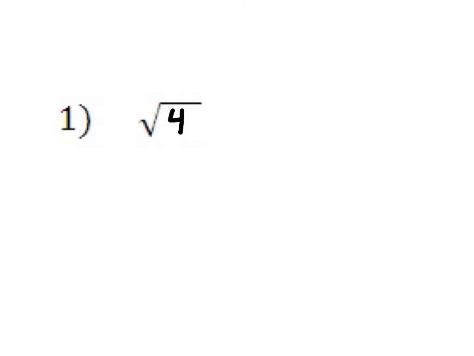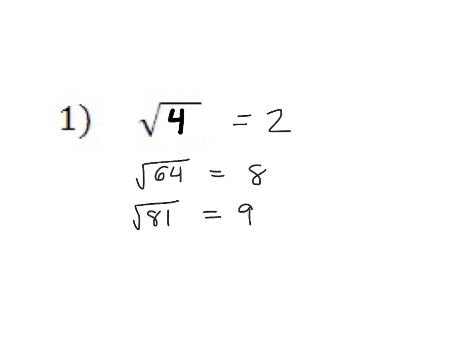So what is the square root of 4? 2. 4 is what we call a perfect square, because it comes out to be a whole number. What's another perfect square? 64. So if we take the square root of 64, what would we get? 8. What's another perfect square? 81. What's the square root of 81? What's another perfect square? 25. What's the square root of 25?